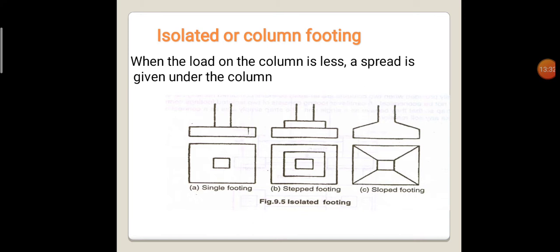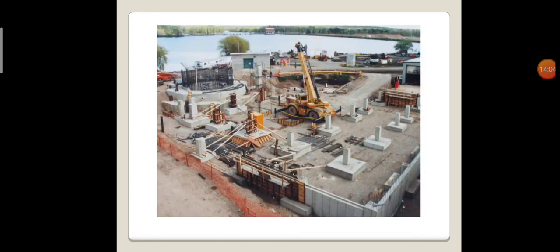So here, when the load on the column is very less, then the spread is given under the column. Here we are giving three figures for easy understanding of this isolated or column footing, which is only provided for giving support to the foundation. So there are three types: one is a single footing, stepped footing, and sloped footing. From the next figure it clearly shows.